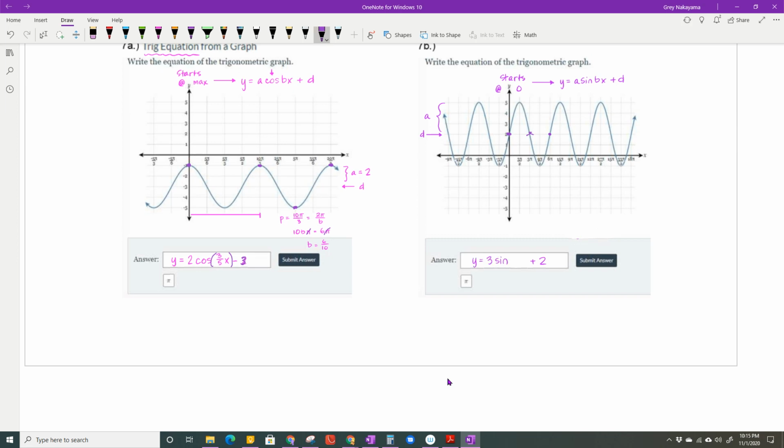And now how far did I go from 0 to a 0? That is 6 pi. So 6 pi is equal to 2 pi over b. Cross multiply, my pi's go away, and so b is equal to 1/3 x. And again, I think Delta Math is going to make you put parentheses around that.